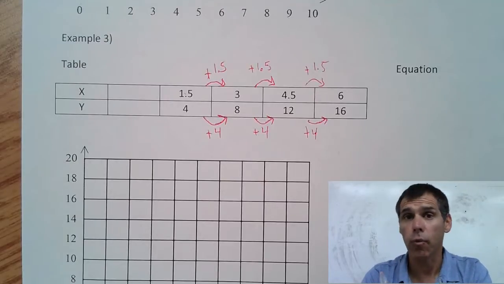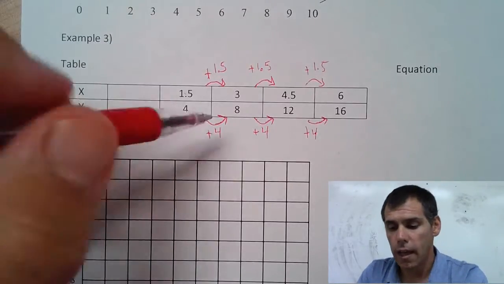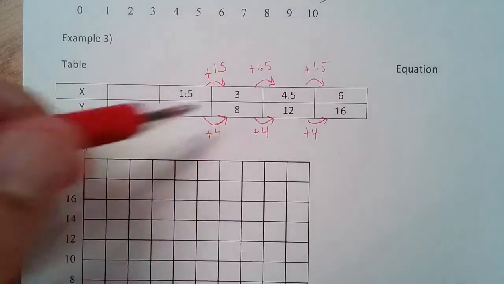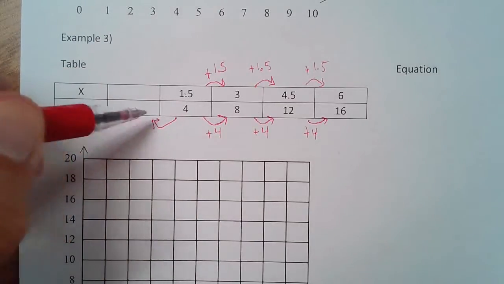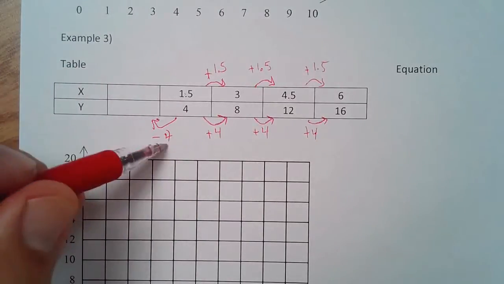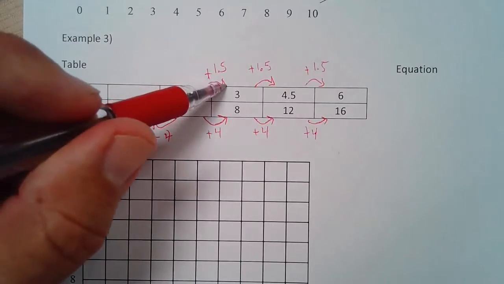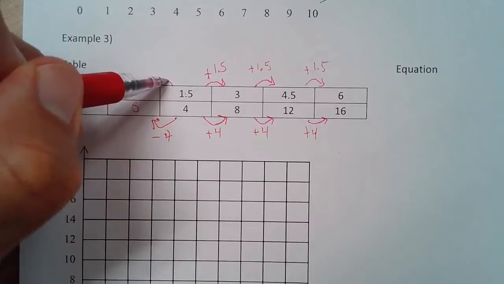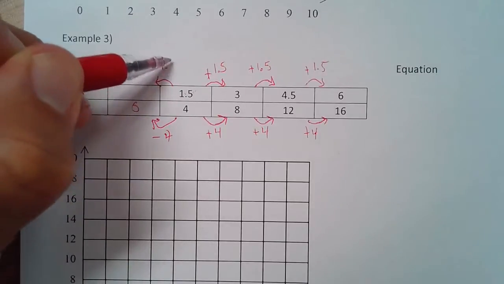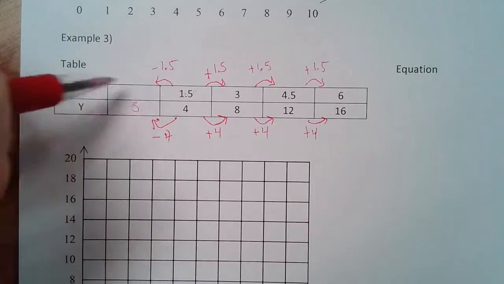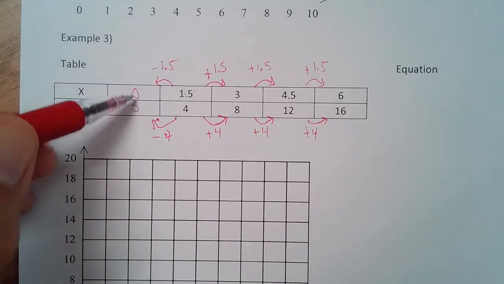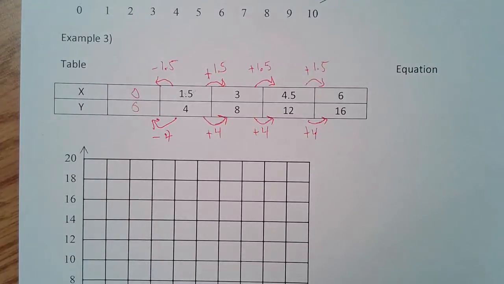And we could test that within our table here. If this is adding 4 going to the right, then I would have to test this by subtracting 4. And 4 minus 4 is 0. And if I'm adding 1.5 to the right, I would have to be able to subtract 1.5 going to the left. And 1.5 minus 1.5 is 0. Hey, it does pass through 0, 0.